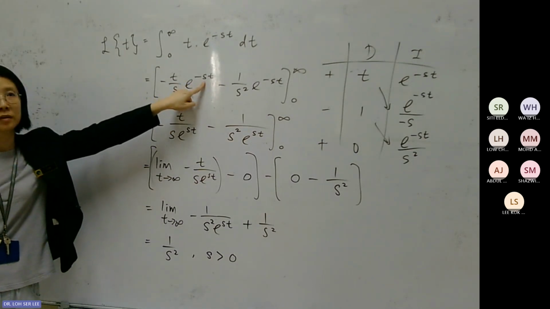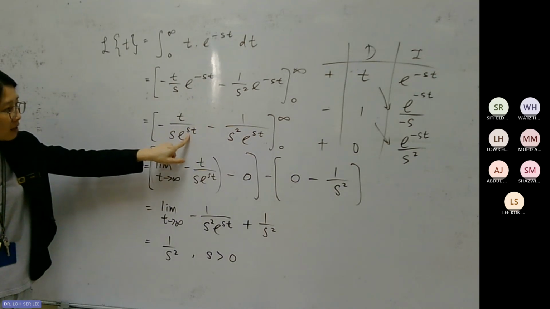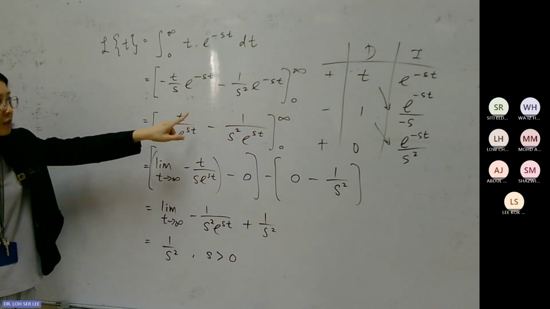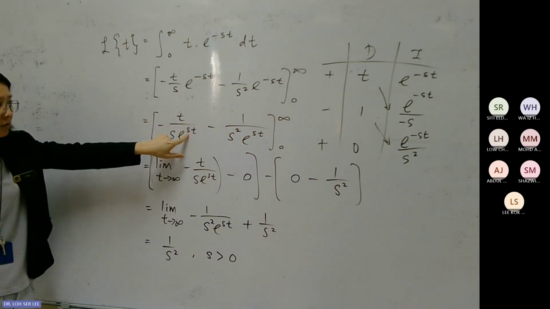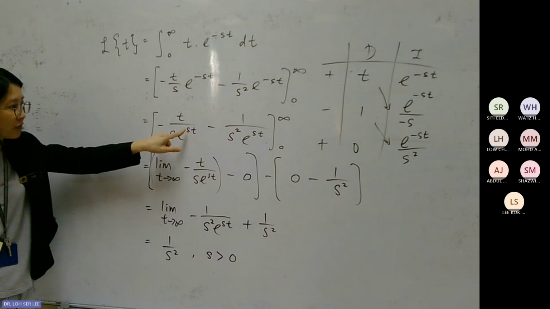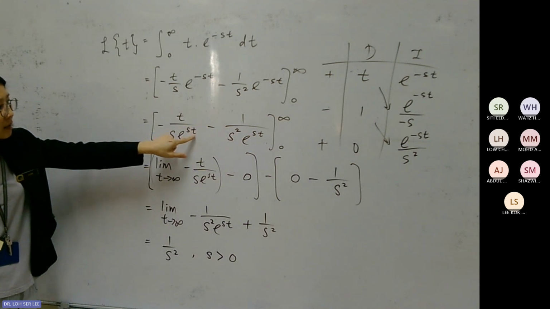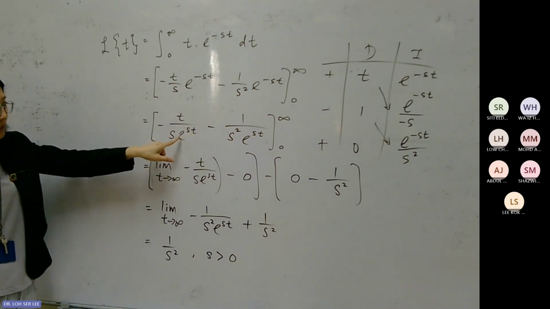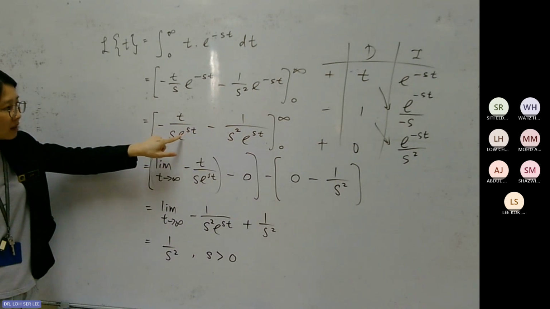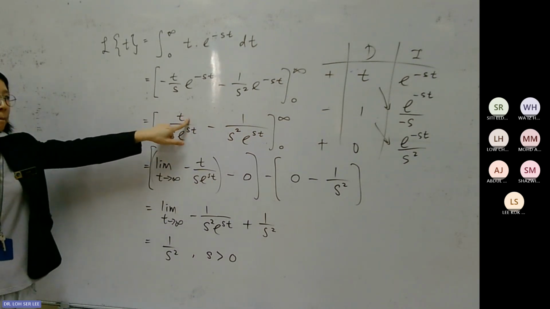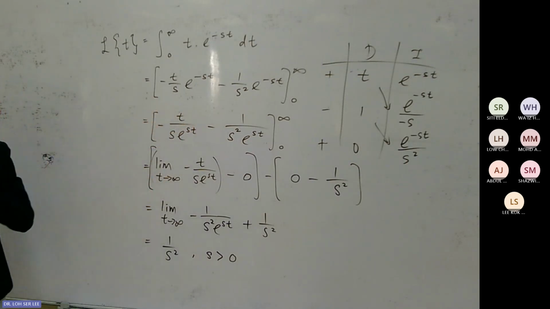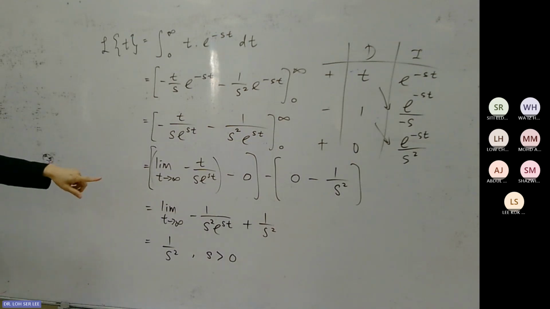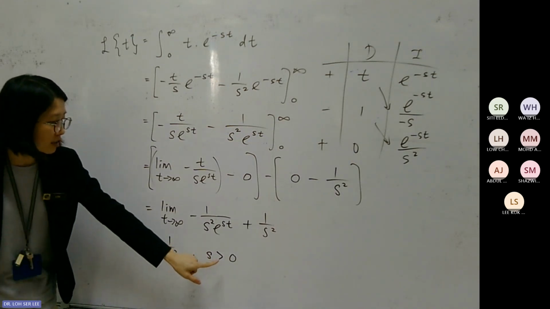If your s is negative, that means your exponential function will be up here. If s is negative, e to a positive power of t, then you get infinity times infinity. As a result, you get infinity. So we want to avoid getting infinity. That's why we have the assumption that s is positive.